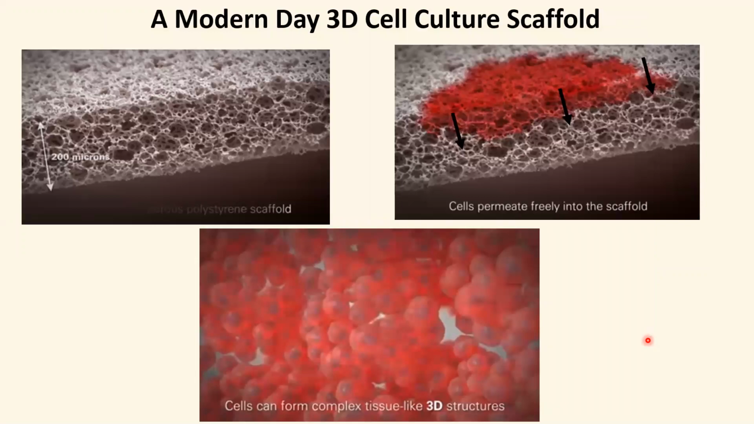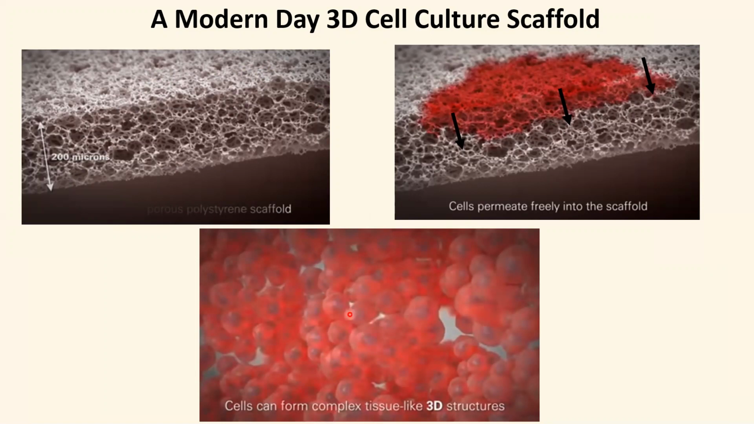Okay, this is something I got from the internet. This is a porous polystyrene scaffold, a 3D scaffold made by a company recently. So you could see this is in 3D. It says 200 microns is the diameter. When you culture the cells, they will eventually permeate freely into the scaffold. You can see the cells were sprayed or cultured here with a growth medium, and eventually they start settling into this three-dimensional porous structure, and the cells now can form complex tissue-like 3D structures.